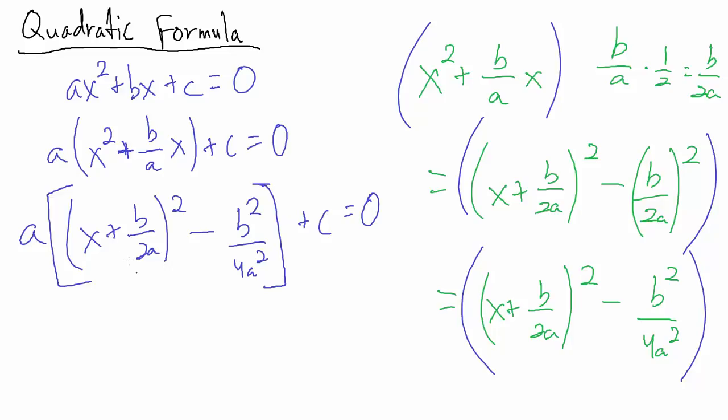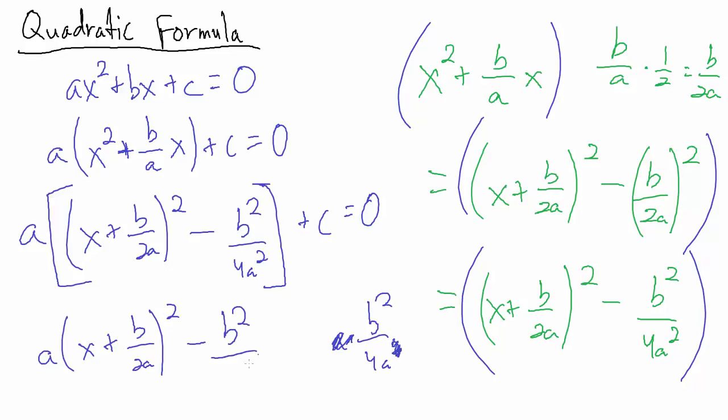Now let's go ahead and distribute the a. If we distribute the a, we end up with a times the quantity x plus b over 2a, quantity squared, and then minus, so if we take b squared over 4a squared and multiply it by an a, that a cancels with one of the a's in the bottom. So we just end up with b squared over 4a. And then we still have the plus c hanging out by itself. And that whole thing still equals 0.